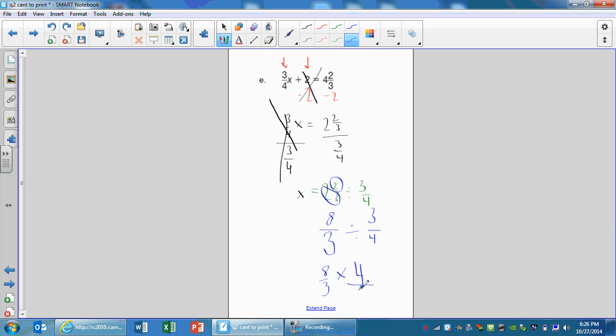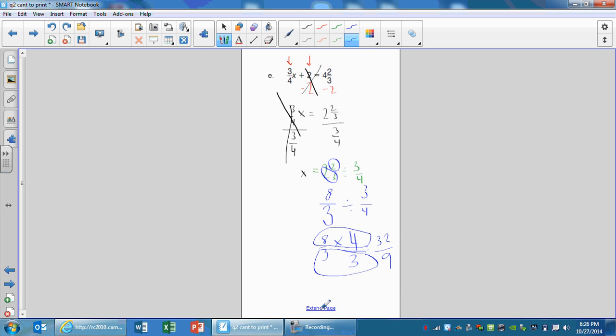So before you go and do the math, you always want to check if you can cross multiply anything, which you can't. Nothing simplifies. So 8 times 4 is 32. So you do top by top, then bottom by bottom. 3 times 3 is 9.